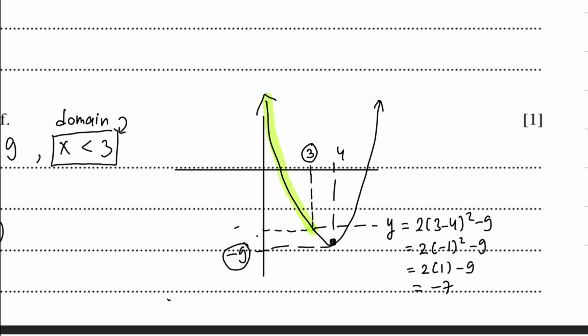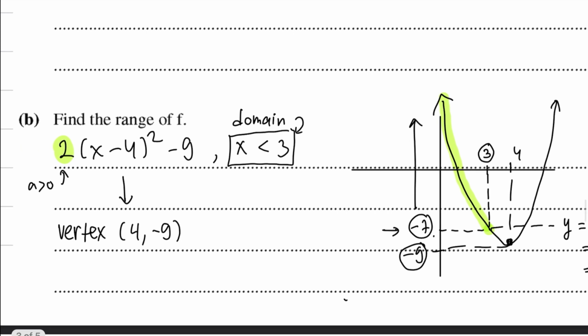If you look at the graph, it's very obvious. Your range starts from -7 and goes up. So your range is y bigger than -7. Pay attention, I don't put an equal sign because in the domain, they also don't put an equal sign. That means 3 is not included. That means -7 is not included. We just care about what's after -7. So it goes up, but -7 is not included.